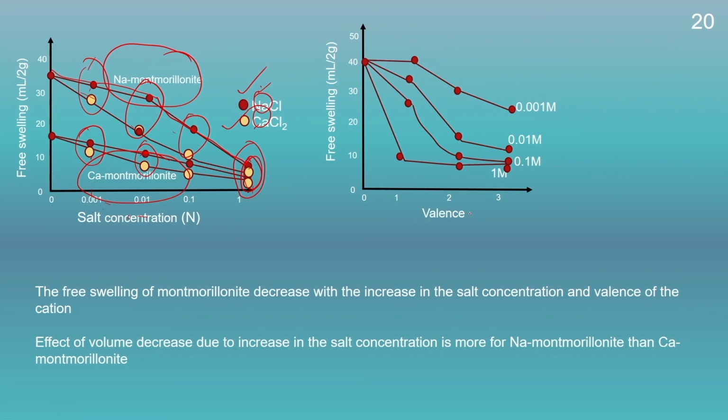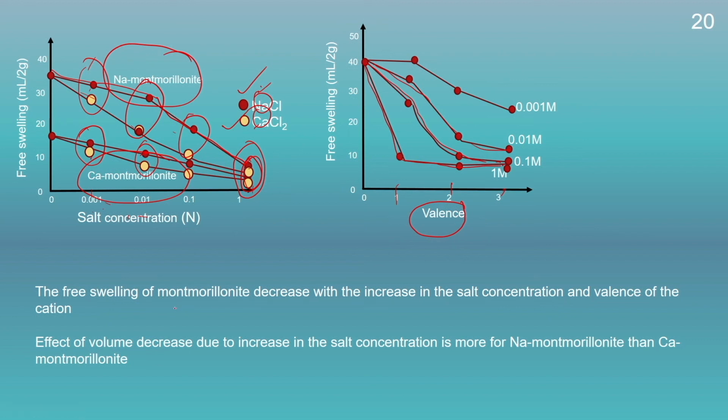Similarly, if we want to see the effect of the valence of the cation present in the pore fluid on the free swelling capacity, we can see here that with increase in the valency of the cation of the pore fluid, the swelling of the soil is decreasing. This decrease is due to the decrease in the diffuse double layer thickness with the increase in the valency of the cation present in the pore fluid.